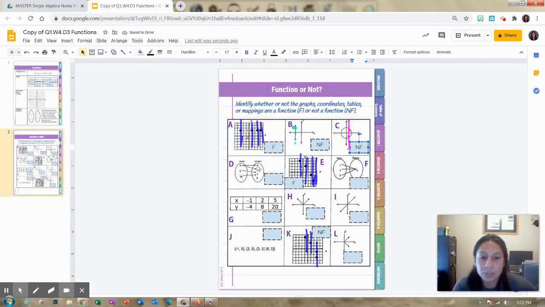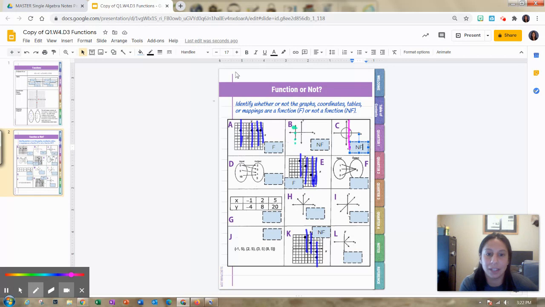Let's look at D. 0 goes to 2, 0 goes to 3, 5 goes to 4, and 10 also goes to 4. When you have a mapping, in order to determine if it's a function or not a function, we say that the x's don't repeat. So I'm going to write that down at the top. Your x's don't repeat.